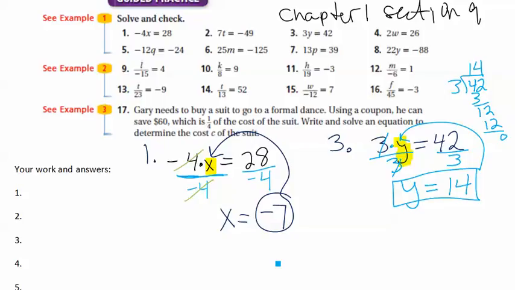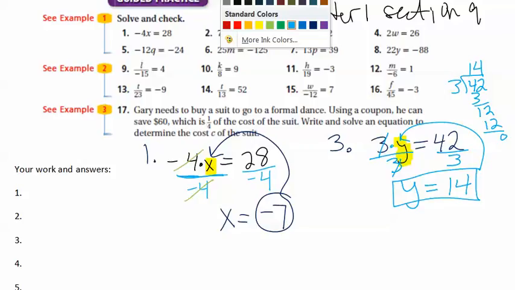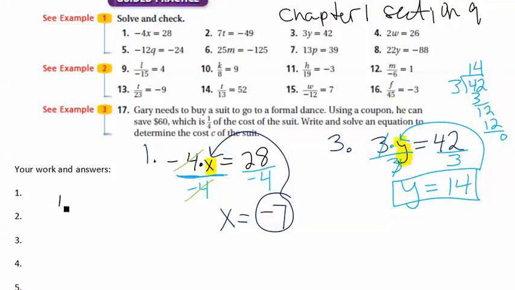Now let's look at a problem like number 9. Number 9, we have our variable, that's an L in number 9. It looks kind of like a 1, but it's supposed to be an L. So we have L over negative 15 equals 4. Now what does that mean when I say L over? That's another way of saying divided by.